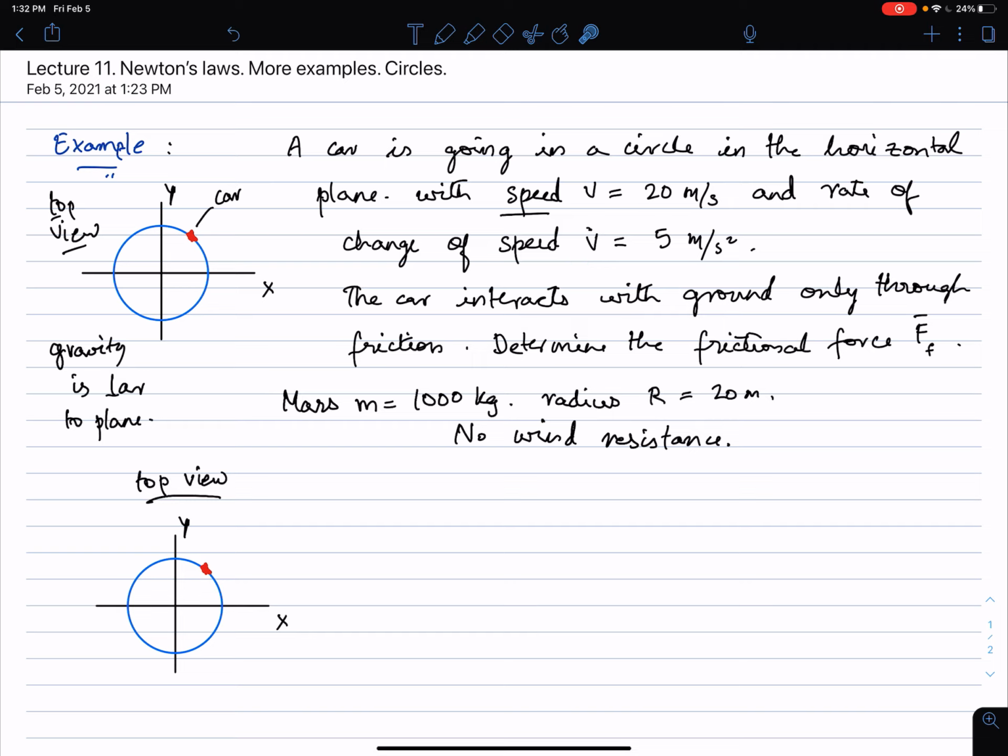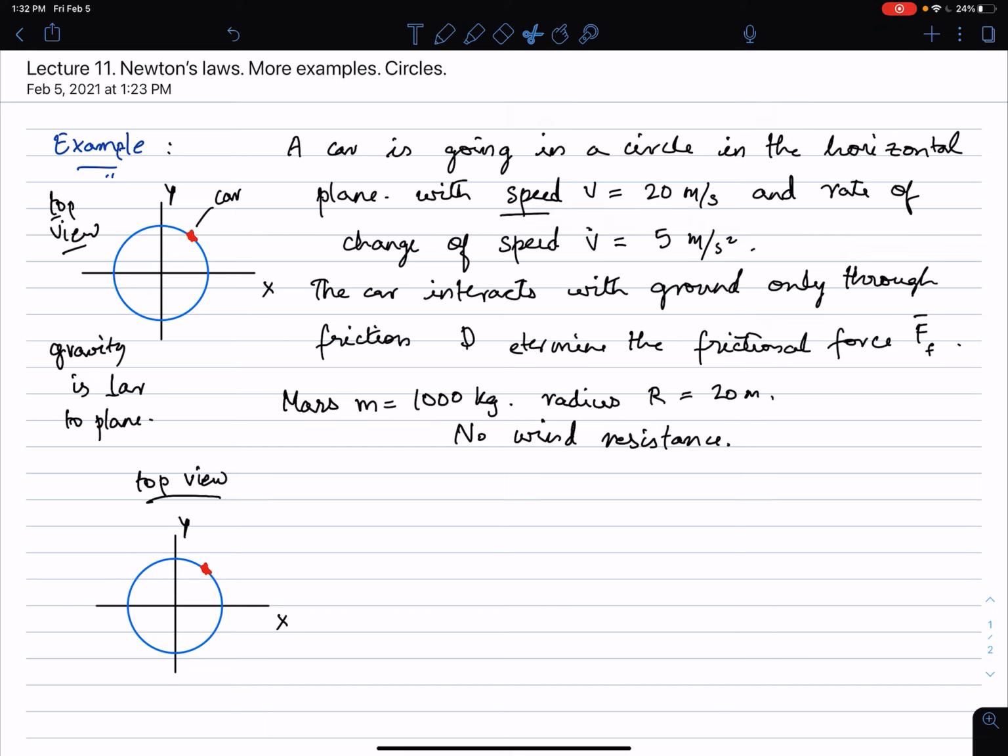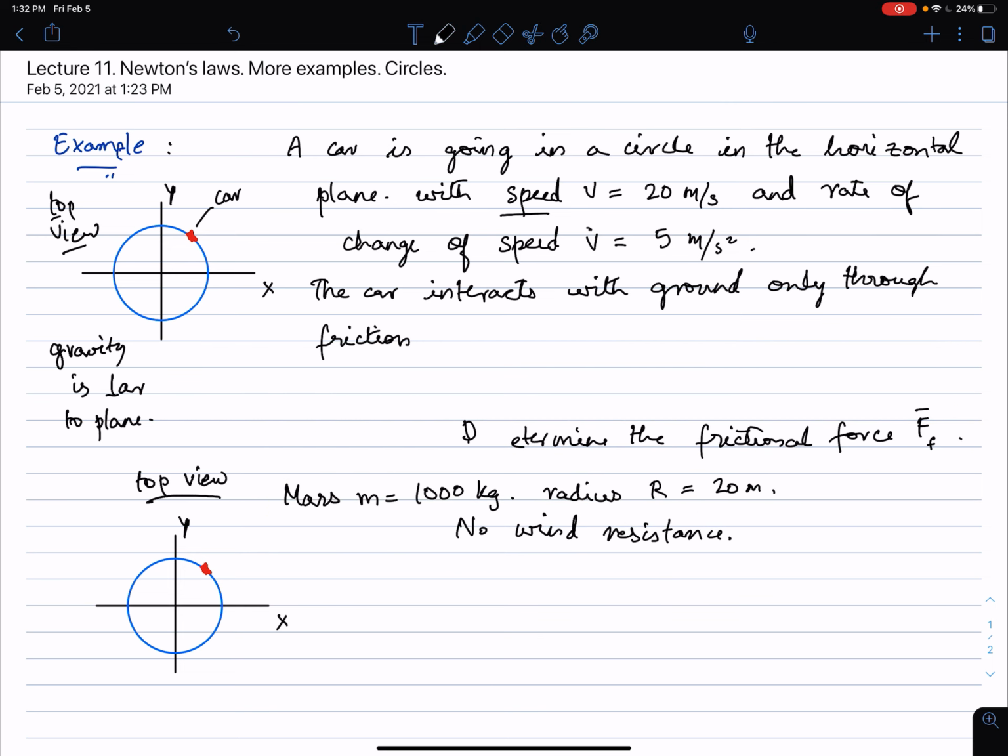And then the car interacts with the ground only through friction and normal reaction, I guess, should be how it's written. Let me bring this whole stuff down. Only through friction, which is horizontal, and normal reaction, which is vertical. Okay, so those are the only forces between the ground and the car.